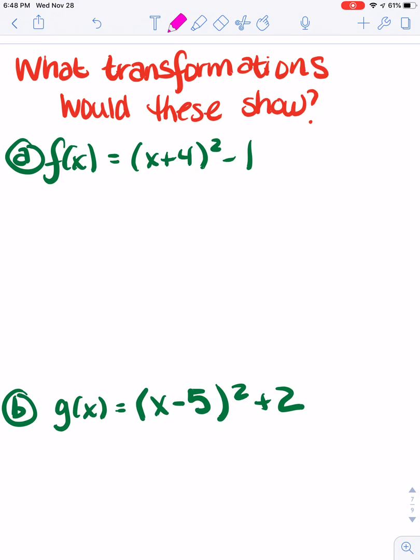Okay, guys, let's try this with a little sound. So if I have this, what transformations would these show? I have to think about what kinds of movement happens.